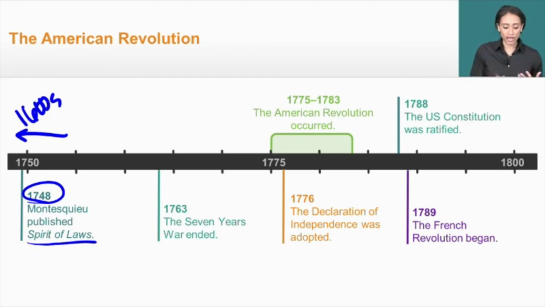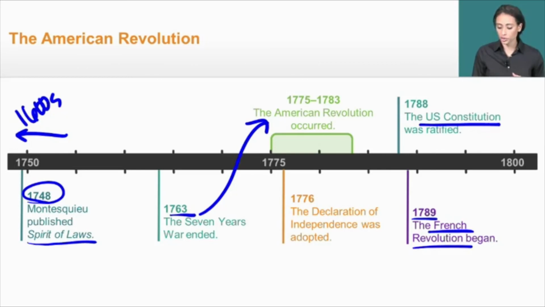Now, in Europe, the 7 Years' War ends in 1763, and not that long after, England finds itself at war again during the American Revolution. And so we can see that England is going to have its hands full as a result of all these wars that it's fighting in a pretty short period of time. Now, following the American Revolution, the Declaration of Independence, and the signing of the U.S. Constitution, we see all of this inspiring the French, and in 1789, the French Revolution begins.